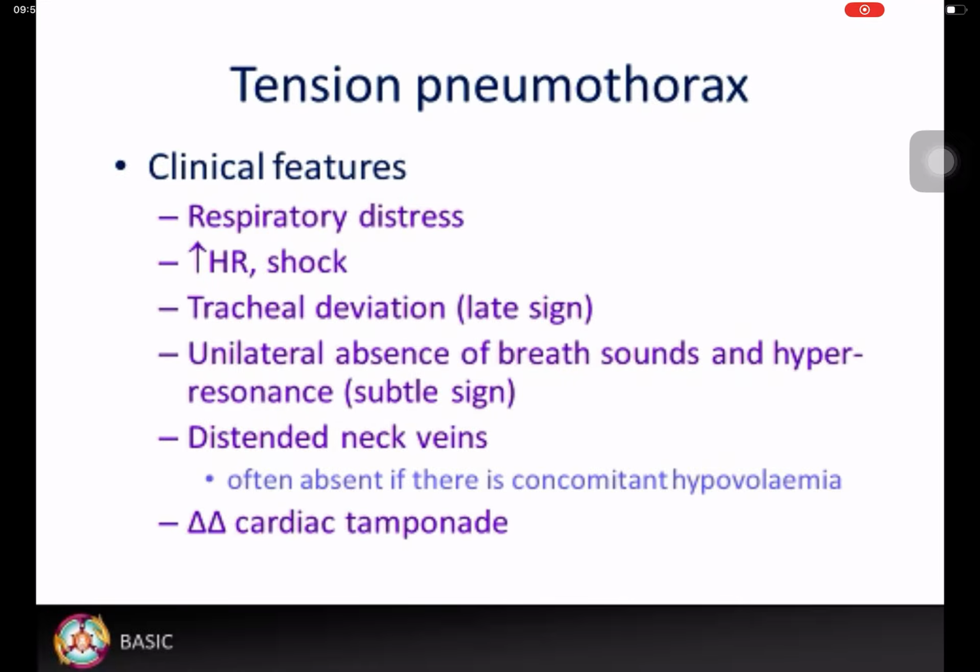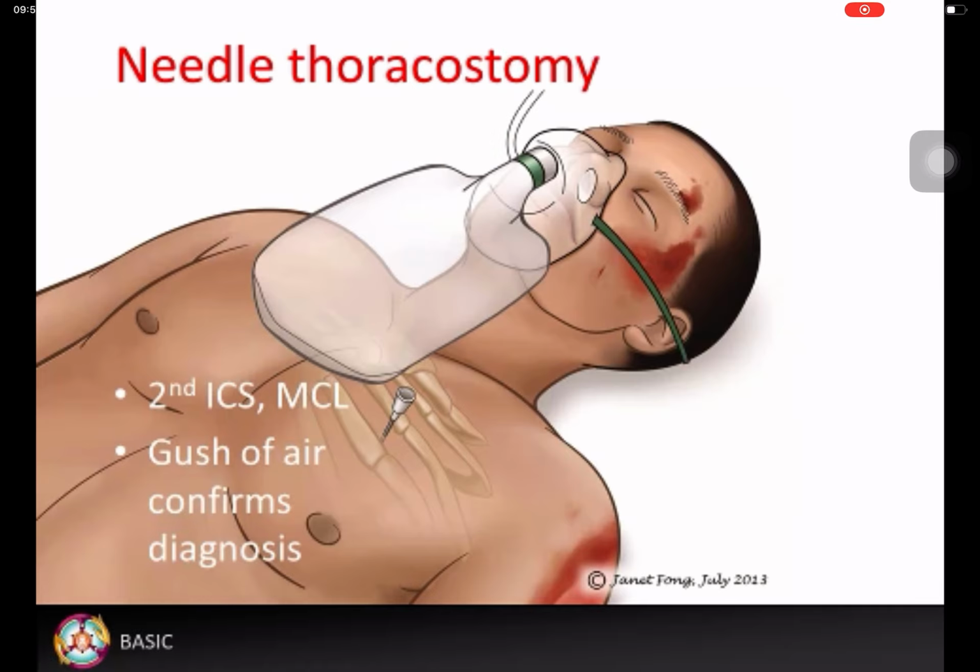Clinical features of a tension pneumothorax are respiratory distress, tachycardia, shock, tracheal deviation, although this is a late sign, unilateral absence of breath sounds, hyperresonance, and distended neck veins. But beware that neck veins are often not distended if there's concomitant hypovolemia. The differential diagnosis is cardiac tamponade. Our case has features of a tension pneumothorax.